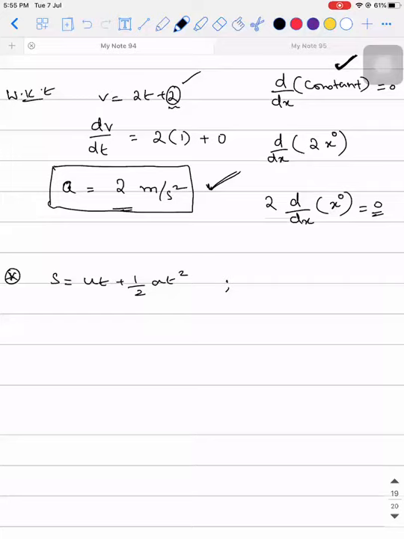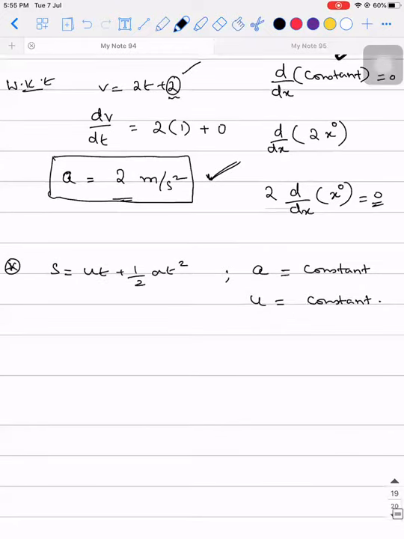Acceleration. Yesterday I told you, S is equal to ut plus half at square is applicable only when acceleration is constant. You remember, right? Acceleration should be constant. Similarly, initial velocity is also constant. Why am I saying initial velocity is constant? Because the object can have velocity at initial time only once. If an object is starting with 0 meters per second, that 0 meters per second is fixed. It will not change with respect to time. So U is also a constant.